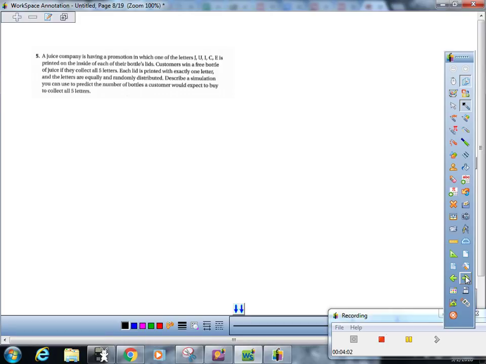A juice company is having a promotion in which one of the letters J-U-I-C-E is printed on the inside of each of their bottle's lids. Customers win a free bottle of juice if they collect all 5 letters. Each lid is printed with exactly 1 letter, and the letters are equally and randomly distributed. Describe a simulation. So a simulation is like a trial to predict the number of bottles a customer would expect to buy to collect all 5 letters.